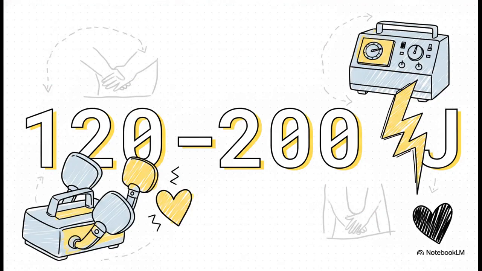When we talk about delivering these shocks, we're using a single shock strategy. We do not use stacked shocks without doing CPR in between. For a modern biphasic defibrillator, we typically use the manufacturer's recommended energy, which is often an initial dose between 120 and 200 joules. For older monophasic units, the recommended dose is 360 joules. Actually, fun fact here, biphasic shocks are more effective at lower energy levels because they send the current in 2 directions, which causes less cellular damage to the heart.